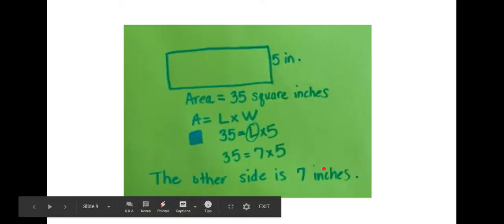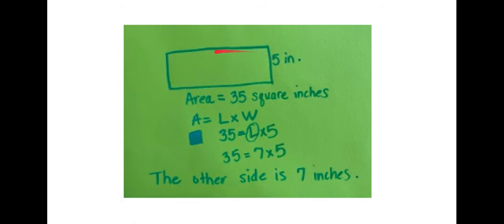Here's another example with area. If I have a rectangle and I know the area is 35 square inches, but then I also know that one of the dimensions is 5 inches, I could still solve that problem. I know that area is length times width. Now, the weird thing about this problem is that they gave me the area.